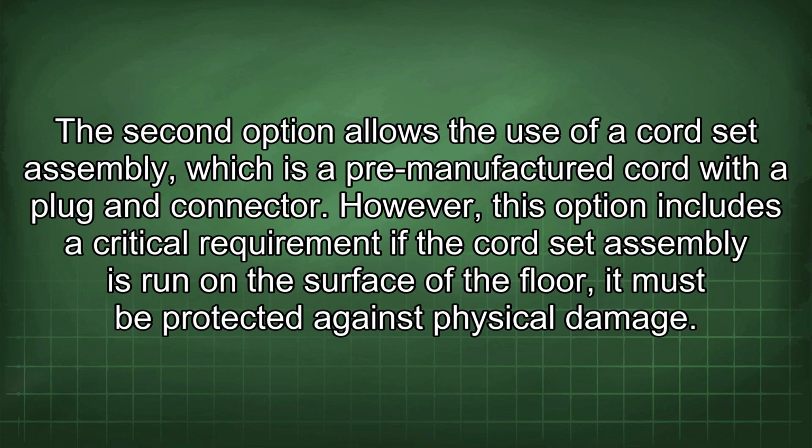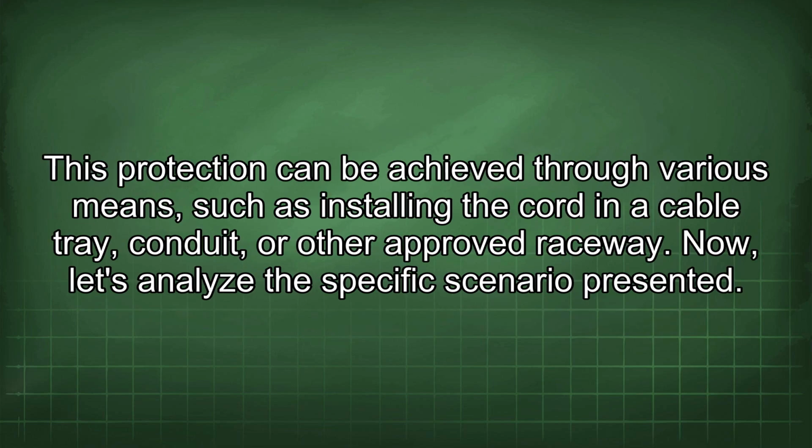The second option allows the use of a cord set assembly, which is a pre-manufactured cord with a plug-in connector. However, this option includes a critical requirement: if the cord set assembly is run on the surface of the floor, it must be protected against physical damage. This protection can be achieved through various means, such as installing the cord in a cable tray, conduit, or other approved raceway. Now, let's analyze the specific scenario presented.